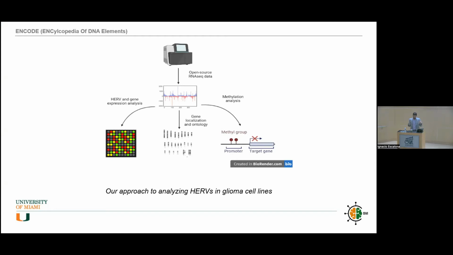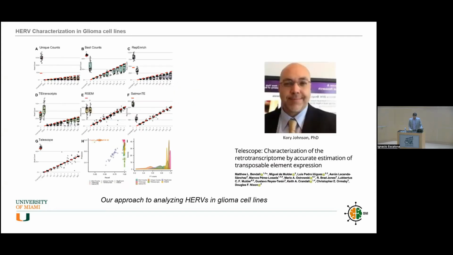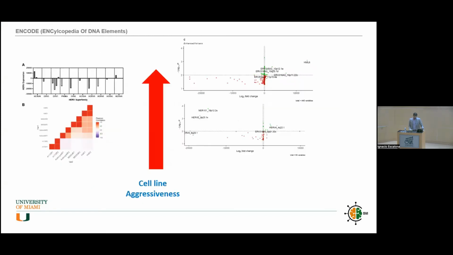So we took an unbiased, bioinformatics approach. There's a lot of work done by one of our medical students, Vedya. And this is the pipeline we use, Telescope. We had the help of Corey Johnson, who's the bioinformatic lead at the NIH. But essentially, we're able to identify endogenous retroviral elements in gliomas for really the first time.